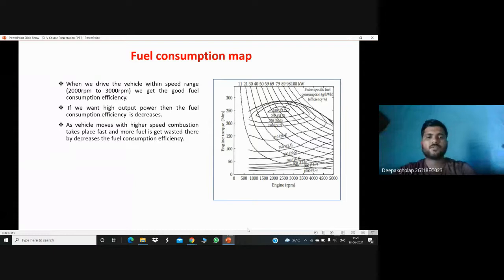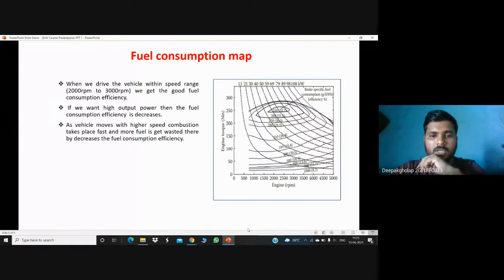Here, the fuel consumption map. We are using the fuel consumption map to check the consumption of fuel by the vehicle and the efficiency of fuel consumption in vehicles. As you see in the fuel consumption map, we have engine torque, engine speed, and engine power. The engine torque is represented on the y-axis, and engine speed is represented on the x-axis. And the power is represented on the topmost, which we also consider as the x-axis later on.